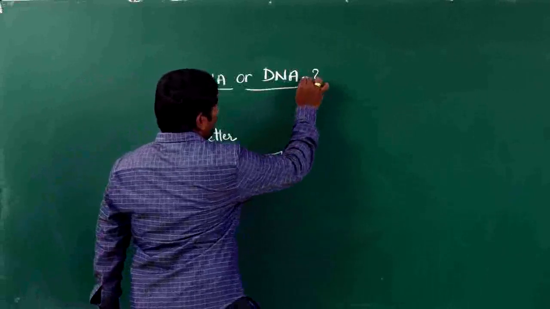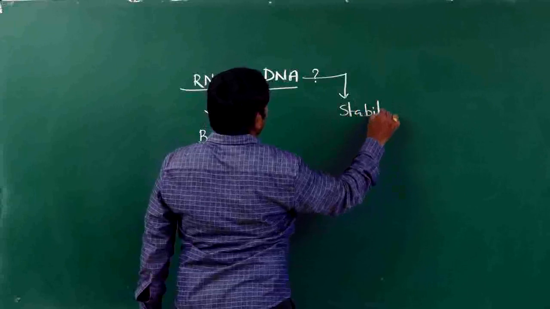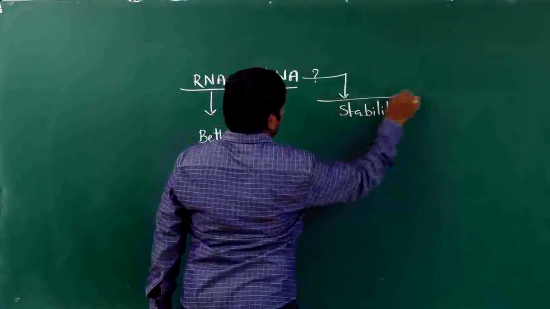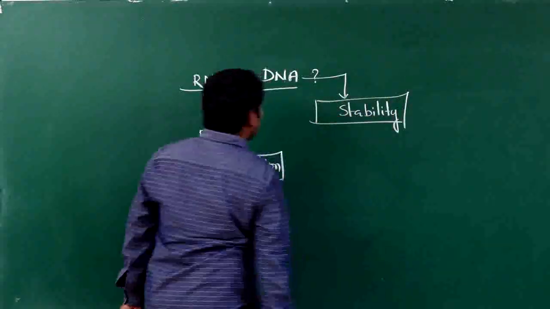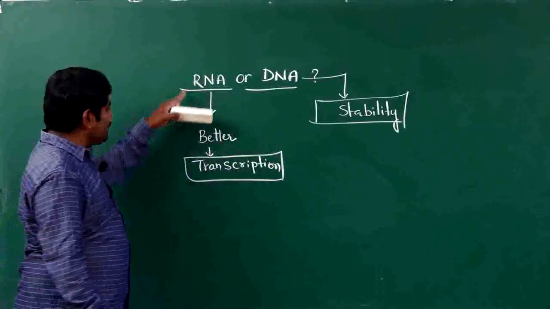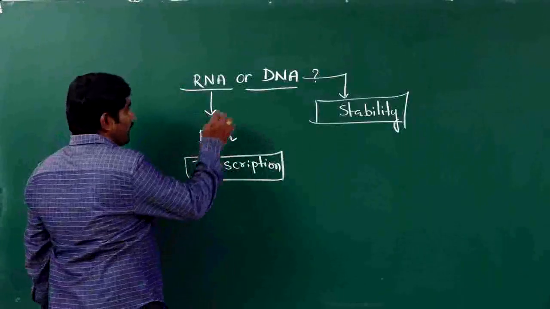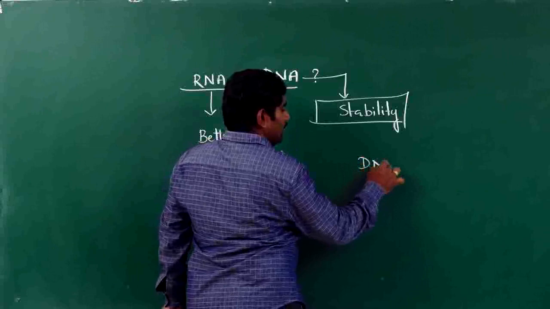But in terms of stability and other characters, DNA is better genetic material. RNA is better genetic material in terms of transcription. How? For example, a DNA is present in the cell.